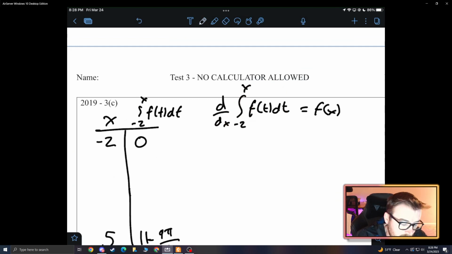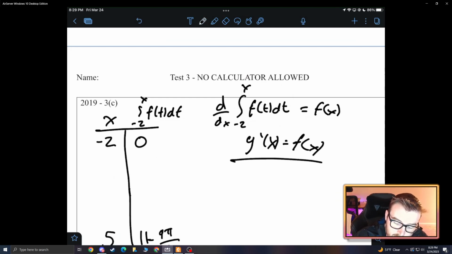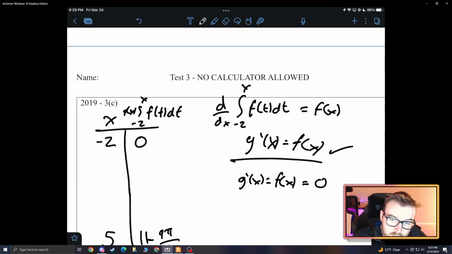The answer key, just so you're aware, I wrote out the function, but that was actually unnecessary. I could have just written g of x. I could just be writing g prime of x equals f of x. If g of x is this integral, then the derivative of g is simply f. So with that being said, we can find the critical points. Critical points are when the derivative equals 0. We find the critical points by setting this equal to 0.